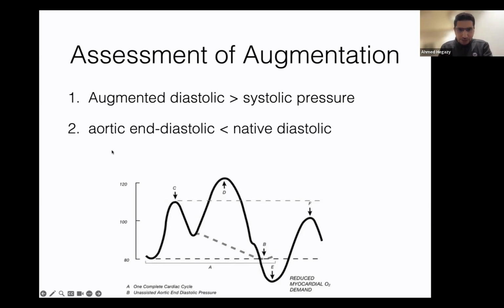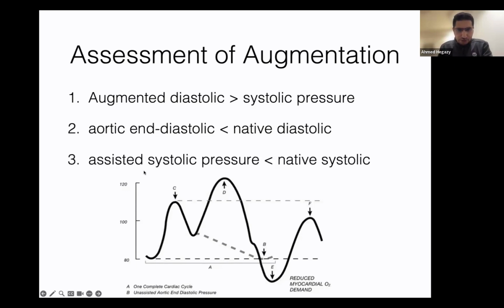The second sign is, as the balloon deflates, you'll get a drop in diastolic pressure, and the aortic end diastolic pressure right after deflation, that point E, will be lower than your native diastolic pressure. And that tells you that the balloon is giving you afterload reduction. The third parameter is that when you look at the systolic upstroke right after your augmentation, we call that the assisted systolic pressure, you will find that it is lower than your native systolic pressure.